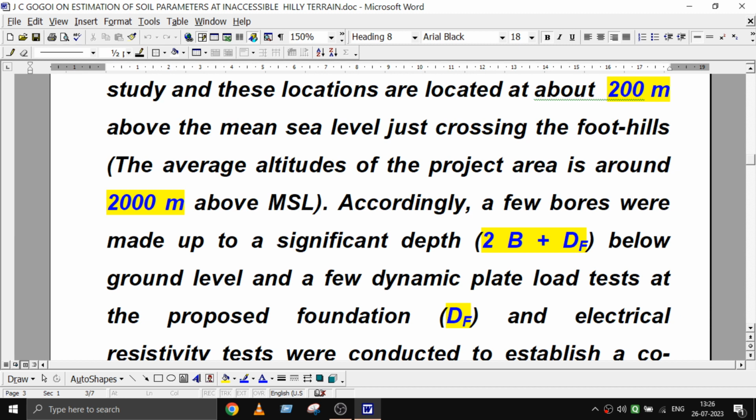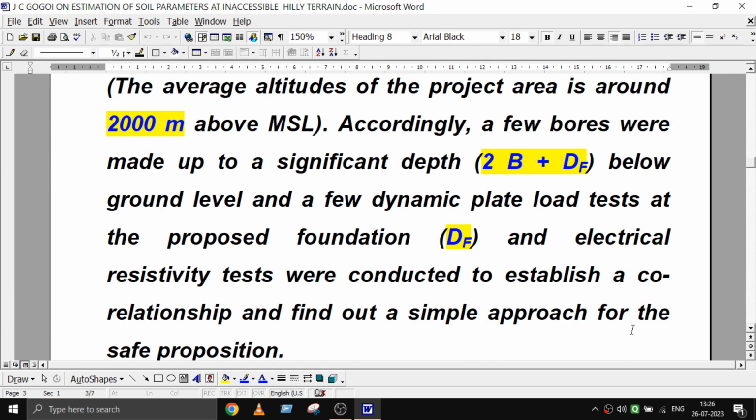And dynamic plate load test we conducted as per ASTM. And we compared the total test results with general practice as per IS 1892, IS 2131, IS 2132, IS 6403, IS 8009, IS 1904, taking due consideration of all IS provisions.